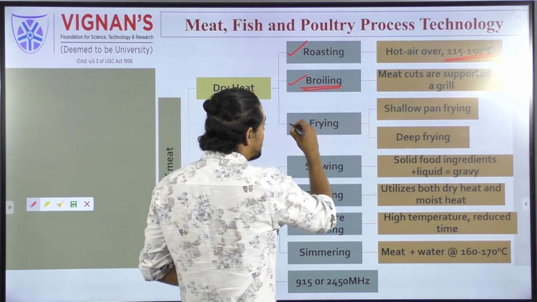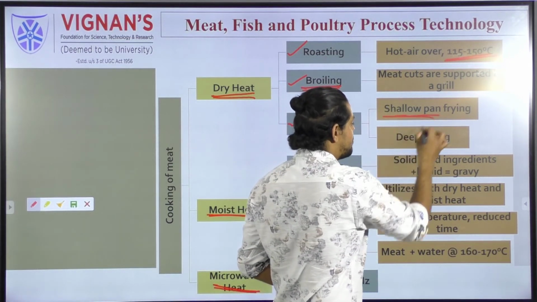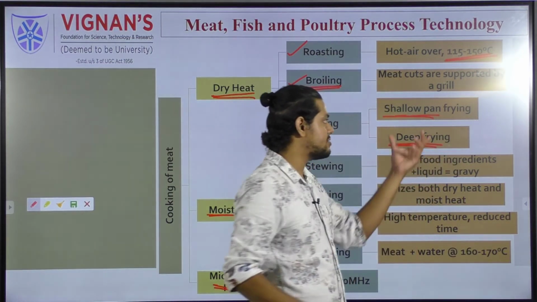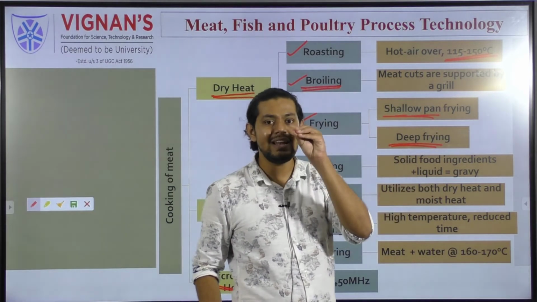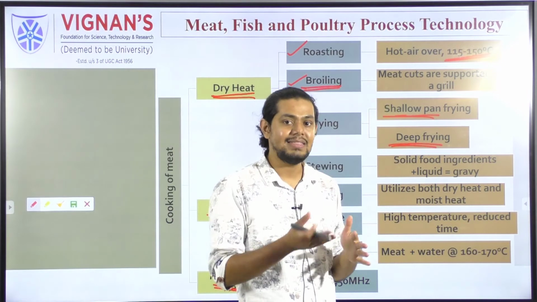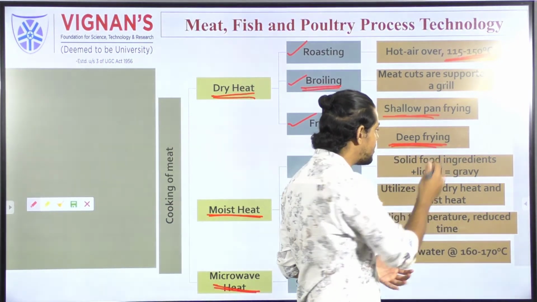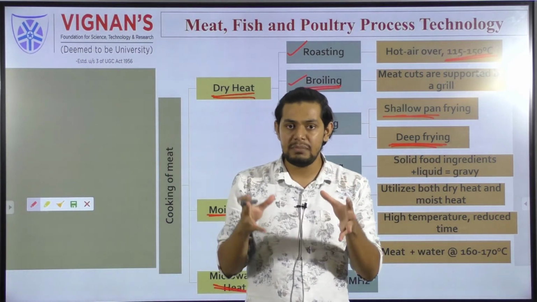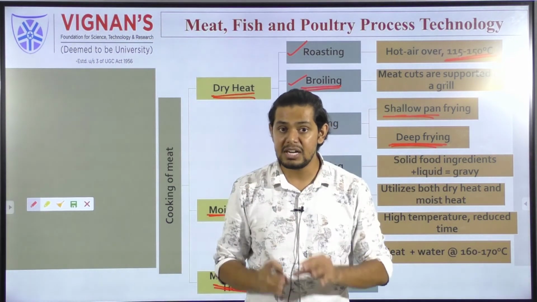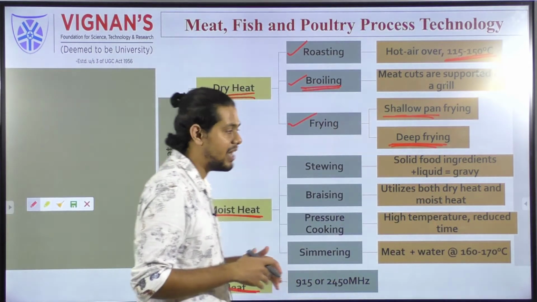So whenever we are talking about frying, we have 2 distinct types, shallow frying as well as deep frying. In case of shallow pan frying, only a limited quantity of oil is added onto a pan and then the meat is fried. In case of deep frying, the entire chunk or a portion of meat has to be immersed in boiling oil so that the frying characteristic can be improved.